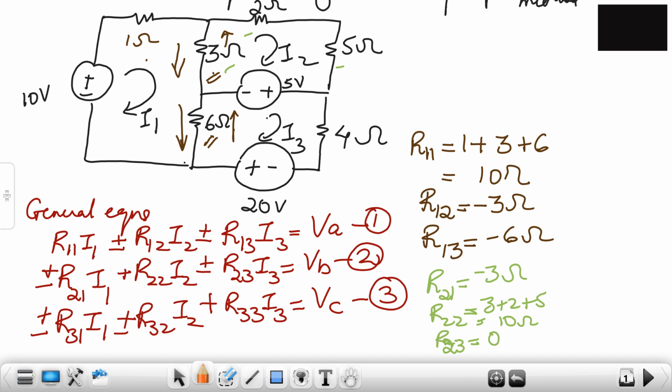And let's solve the third row. R31. The resistance that is common between loop 3 and loop 1 is again minus 6 ohms. R32 is 0, no resistance between loop 3 and loop 2. And R33 is 10, that is the total resistance in loop 3, that is 6 plus 4. Now let's see the voltages.